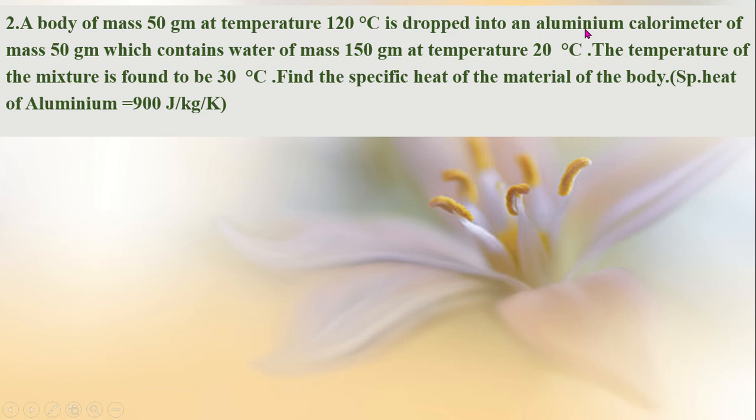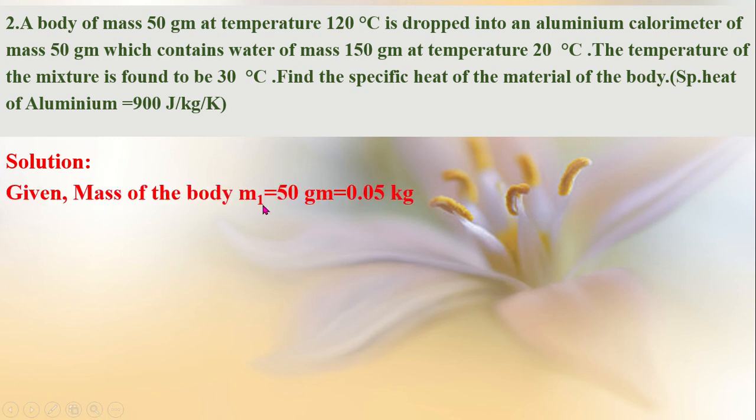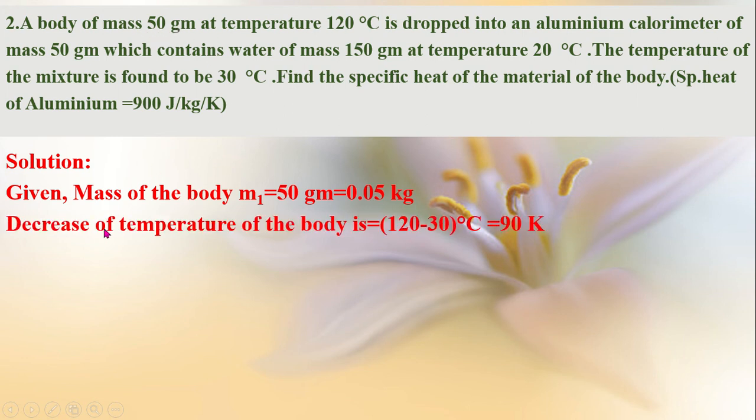At first I want to tell you about the aluminum calorimeter. A calorimeter is an instrument by which we can measure the amount of heat. So here, what are given? Mass of the body M1 equal to 50 gram, that is equal to 0.05 kg. Look here, a body of mass 50 gram is given. Then decrease of temperature of the body equal to 120 minus 30 degrees Celsius, that is equal to 90 Kelvin.